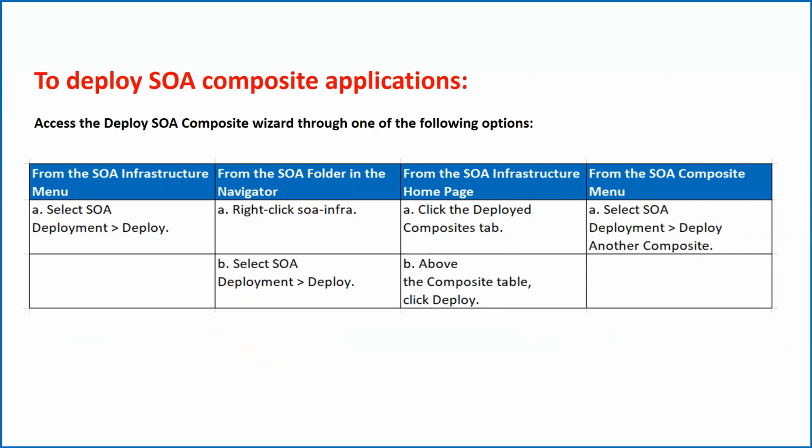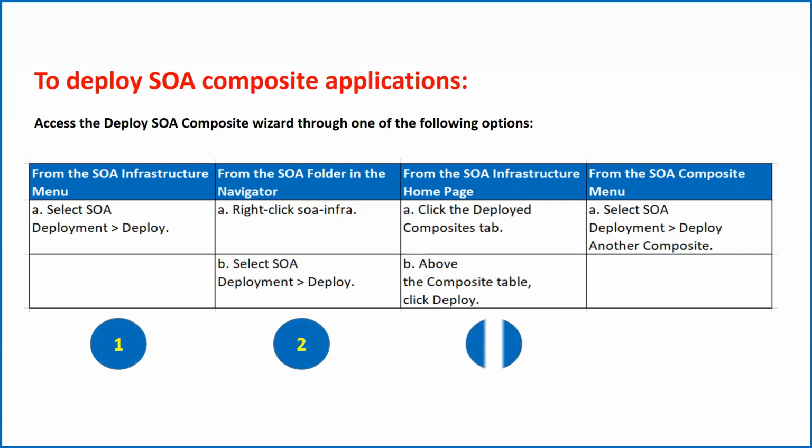Second is from the SOA folder in the navigator. Right click on the SOA infra, select SOA deployment and then deploy. Third one is from the SOA infrastructure homepage, where you click the deployed composite tab, and then from the composite table you have to select deploy. The fourth one is from the SOA composite menu. So these are the four options for composite deployment. You can do the deployment using any of the options. And let me show you one by one all of the screens where exactly it is.